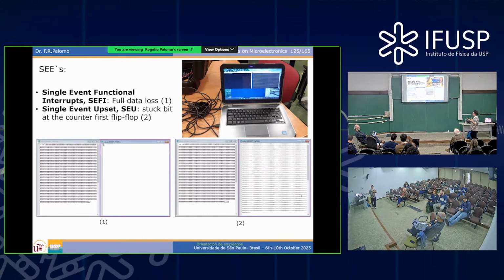But we have a single event functional interrupt, a full data loss. It was very interesting because the nuclear reaction was happening in the controller of the memory, not in the memory. So, yeah.